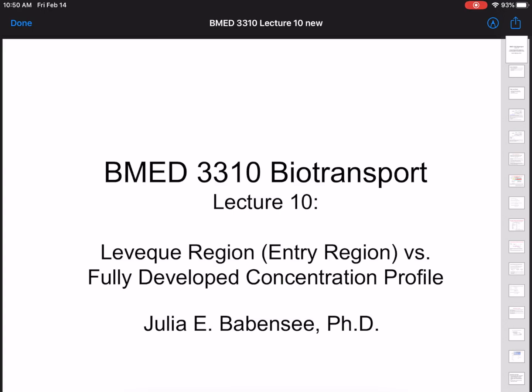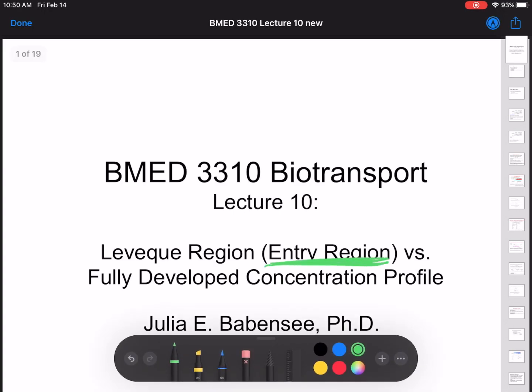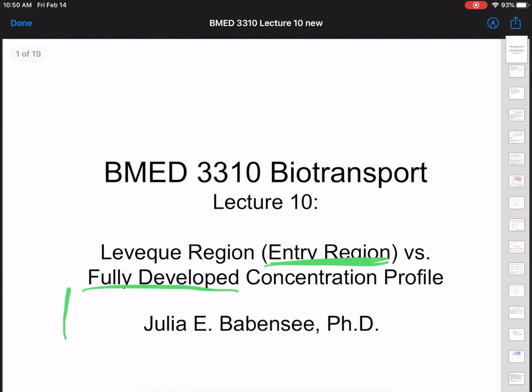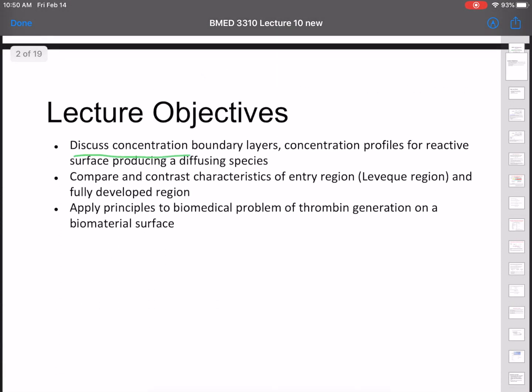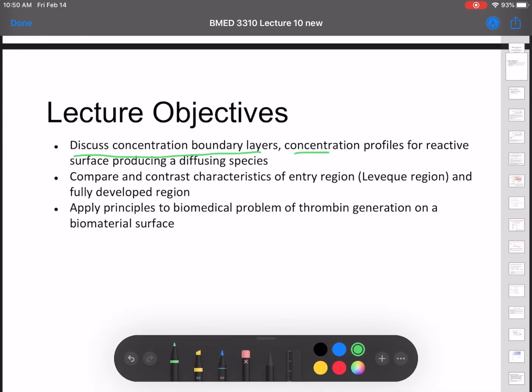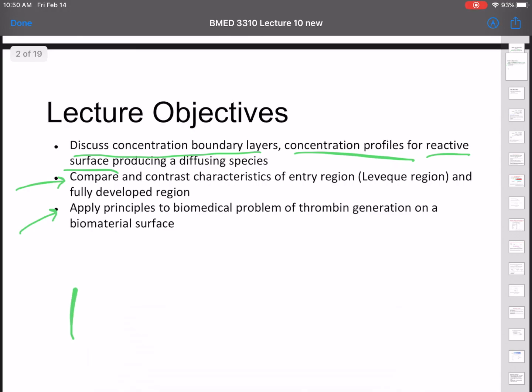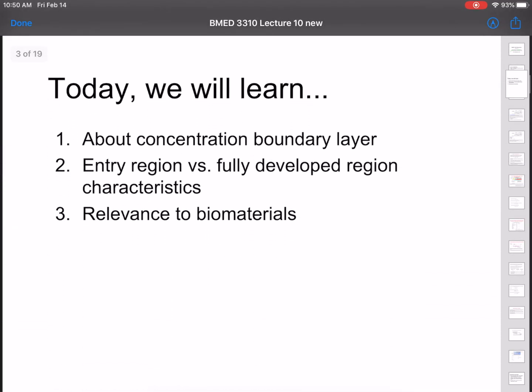Okay, so this is lecture 10, where we're going to look at entry regions versus fully developed flow. We're going to talk about concentration boundary layers and concentration profiles. We're going to use a reactive surface that produces something that diffuses into the center, and we're going to look at the entry region versus the fully developed region. We'll talk about what that is and apply that to different examples.